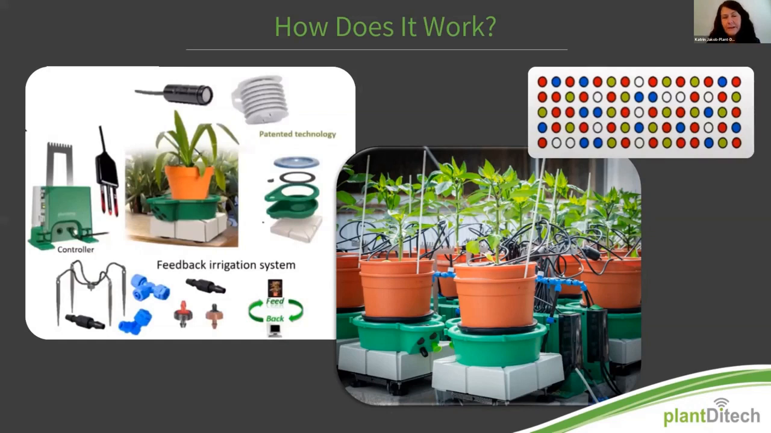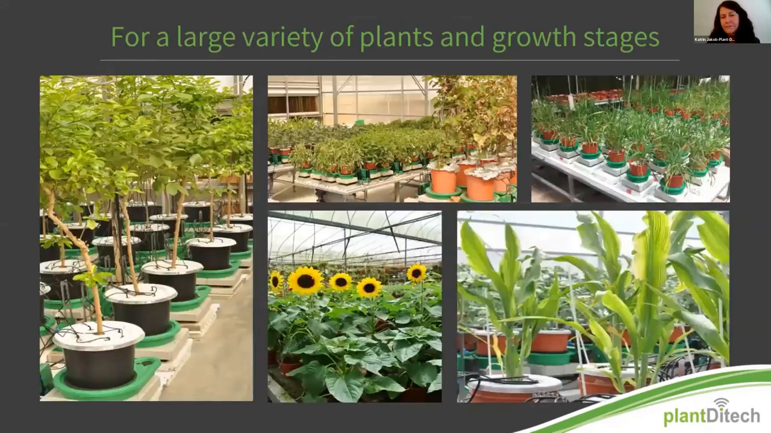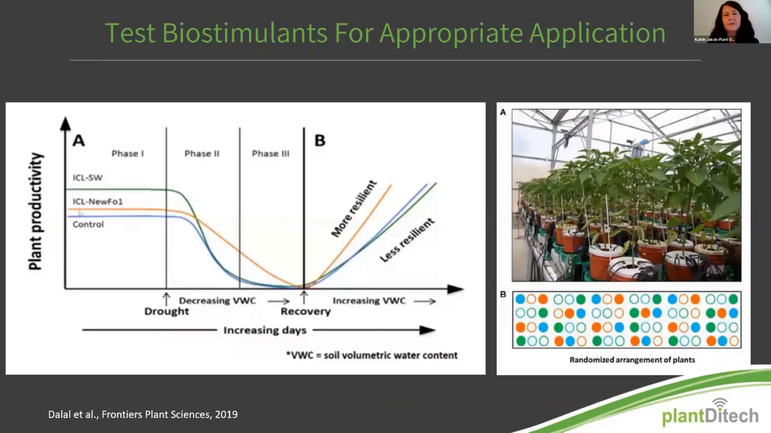Each unit is independent. That means you can completely randomize your experiment in the greenhouse. The array is set up for many different kinds of plants, from Arabidopsis to large trees, so it is very flexible which kind of plants can be accommodated. And I have two examples.